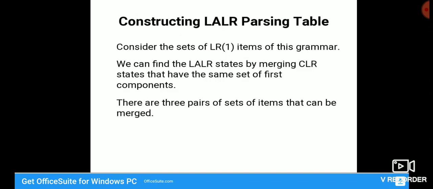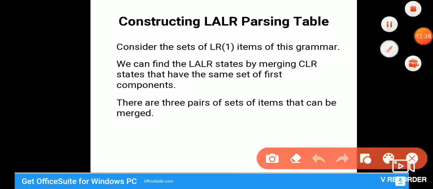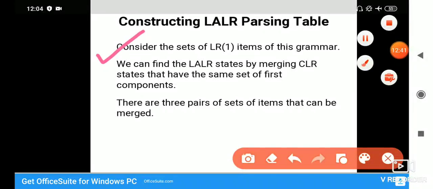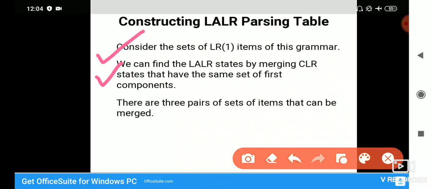Okay. Now, after doing all this, here comes your part for LALR. What do we do? The very first thing it is saying, we consider the sets of LR1 items of this grammar. LR1 items, from where do we get them? From the CLR parsing table, whatever you say. Then we can find the LALR states by merging, this is very important, by merging CLR states that have the same set of first components. So wherever we find the first component the same, we will merge those states into one.